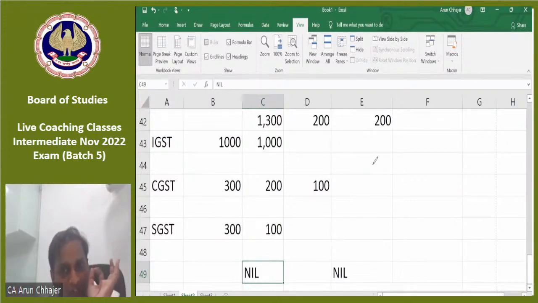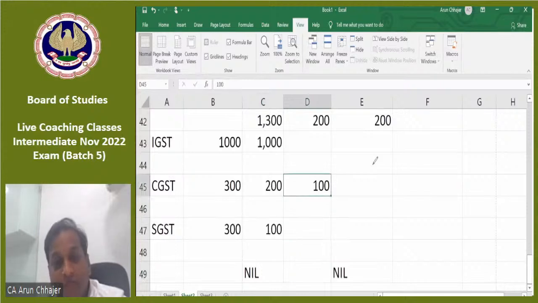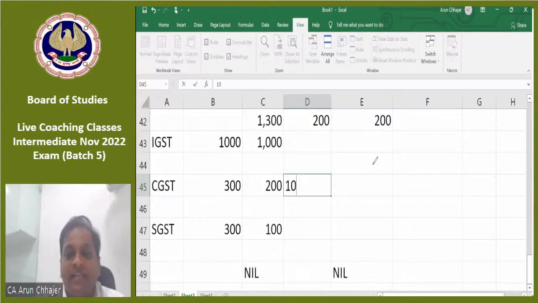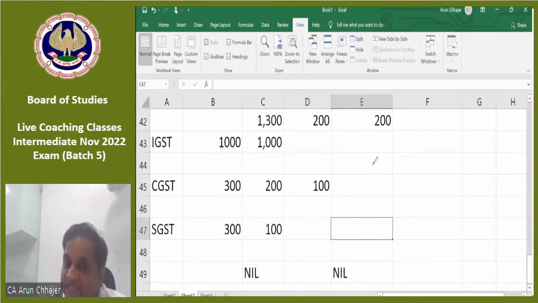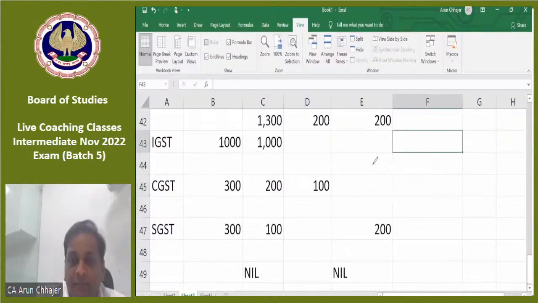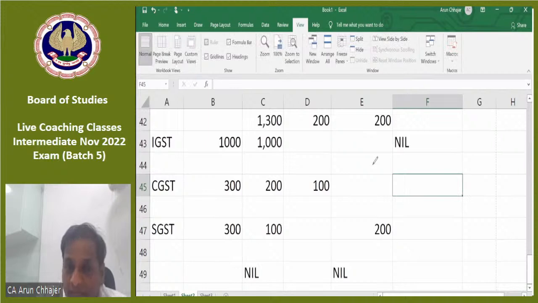Now I can say 49A can be applied. How can it be applied? If C needs some amount, they can take it from their own head; if S needs some amount, they can take it from their own head; and the balance, if any, is to be paid in cash.